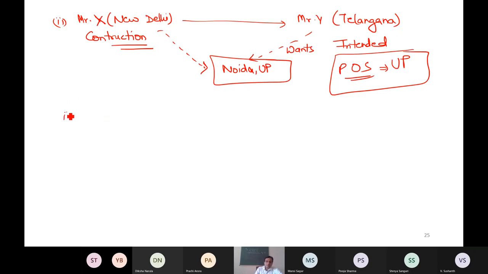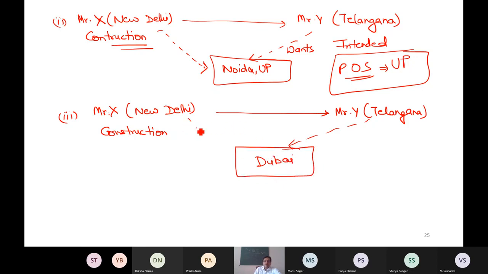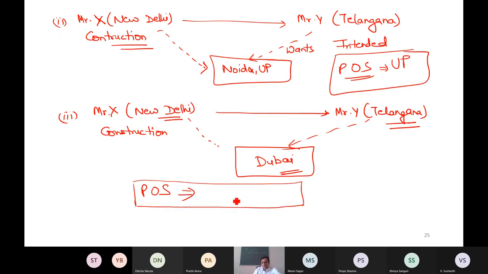Next example. Say Mr. X, New Delhi, construction. Same Mr. Y, Telangana. Now he wants to have his property constructed in Dubai. Now, what is the place of supply? Can you tell me what is the place of supply? Supplier in India, recipient in India, property intended to be located in Dubai. So, what is the place of supply? Any answer?